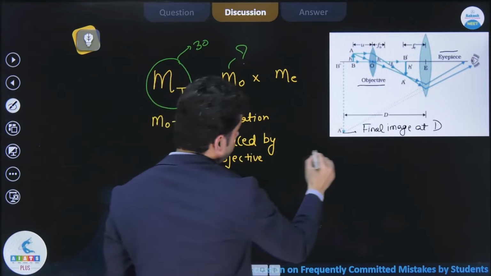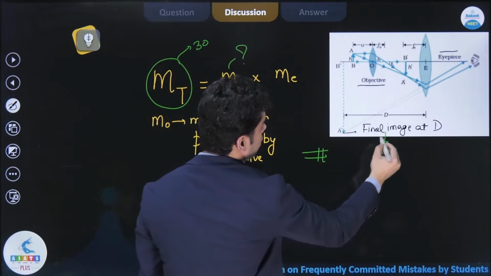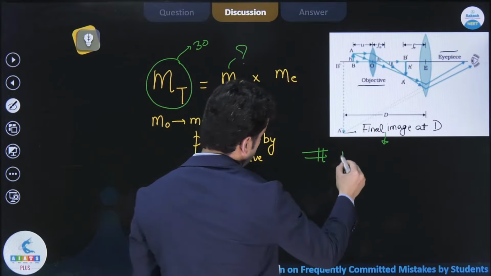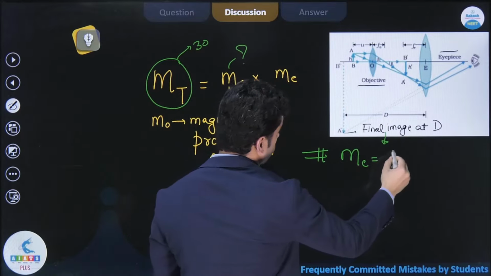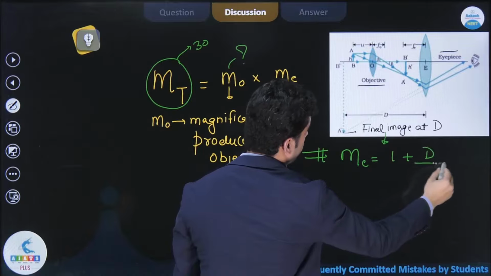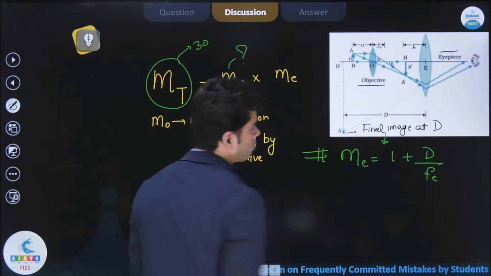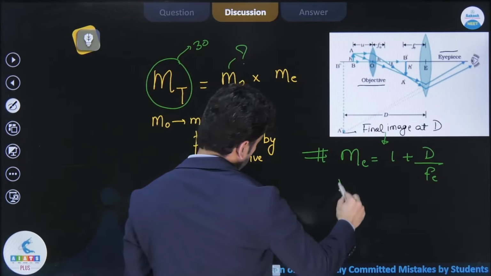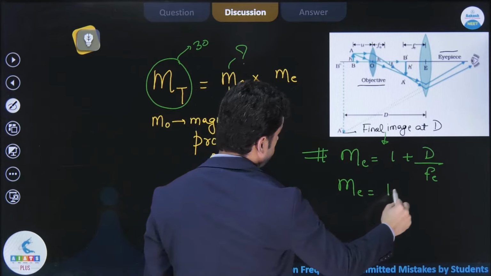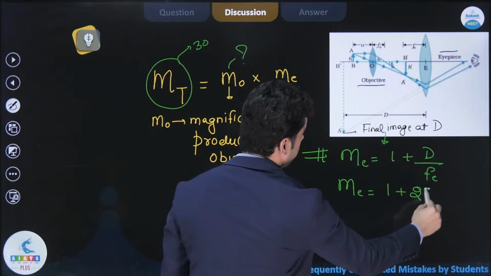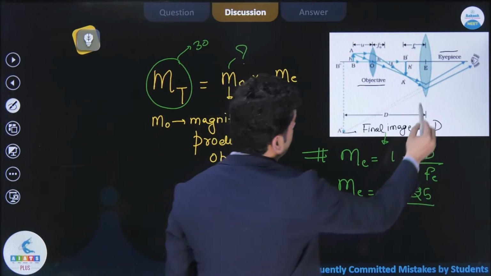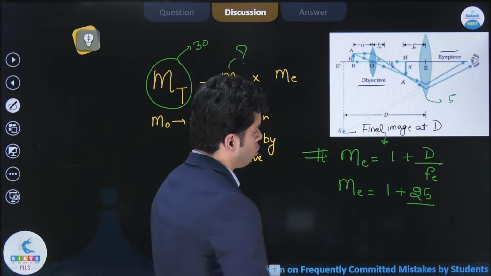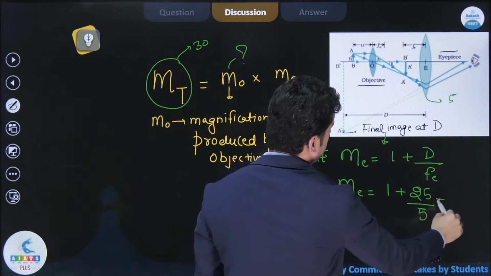Now according to the question, final image is formed at D. Final image कहाँ पे form हो रहा है बेटा? D पे form हो रहा है. In that case, the eyepiece magnification is given by 1 plus D by FE. ME is given by 1 plus D by FE. So you just need to figure out ME. It will be equal to 1 plus the value of D is 25. Focal length of this eyepiece is given to you as 5. So 1 plus 25 by 5 is 6.